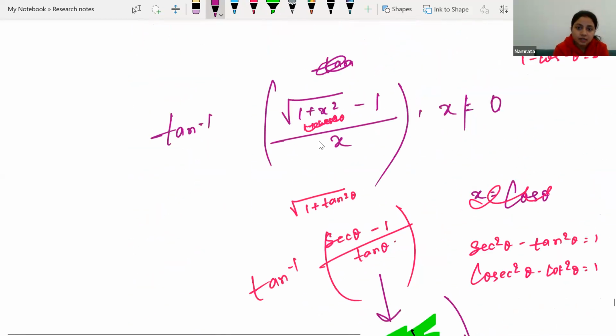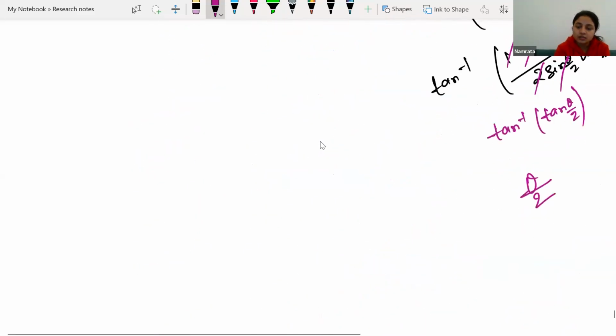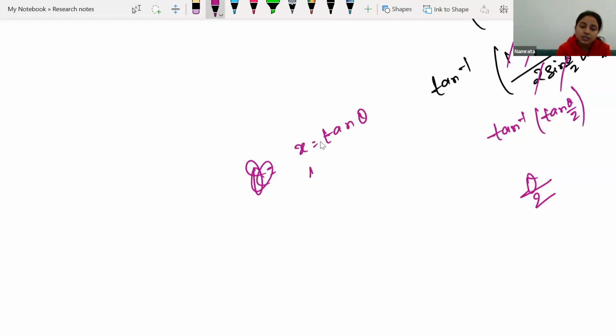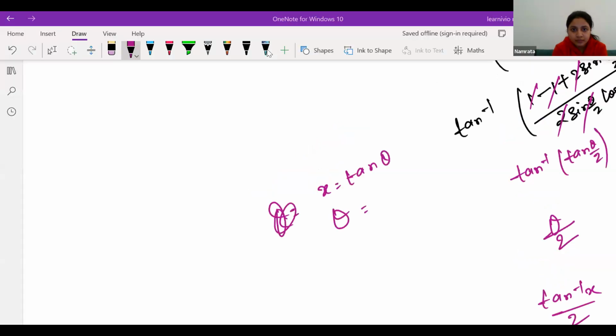What is theta? We have taken x as a tan theta. So theta will be tan inverse x. Is it clear? Is it clear to everyone?